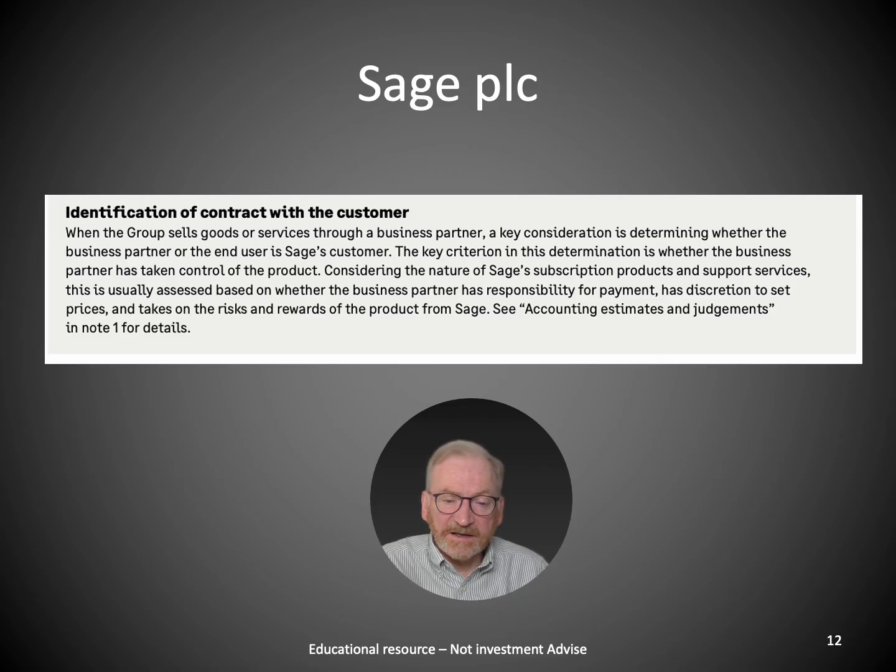And there's another little issue here, which I think I should mention, that you should look out for when you're analyzing software companies and any kind of provider of services that may involve a reseller. So, identification of contract with the customer: when the group sells goods or services through a business partner, so there's some kind of middle person or reseller, the key consideration is determining whether the business partner or the end user is Sage's customer. And you've got to see who has taken control of the product.